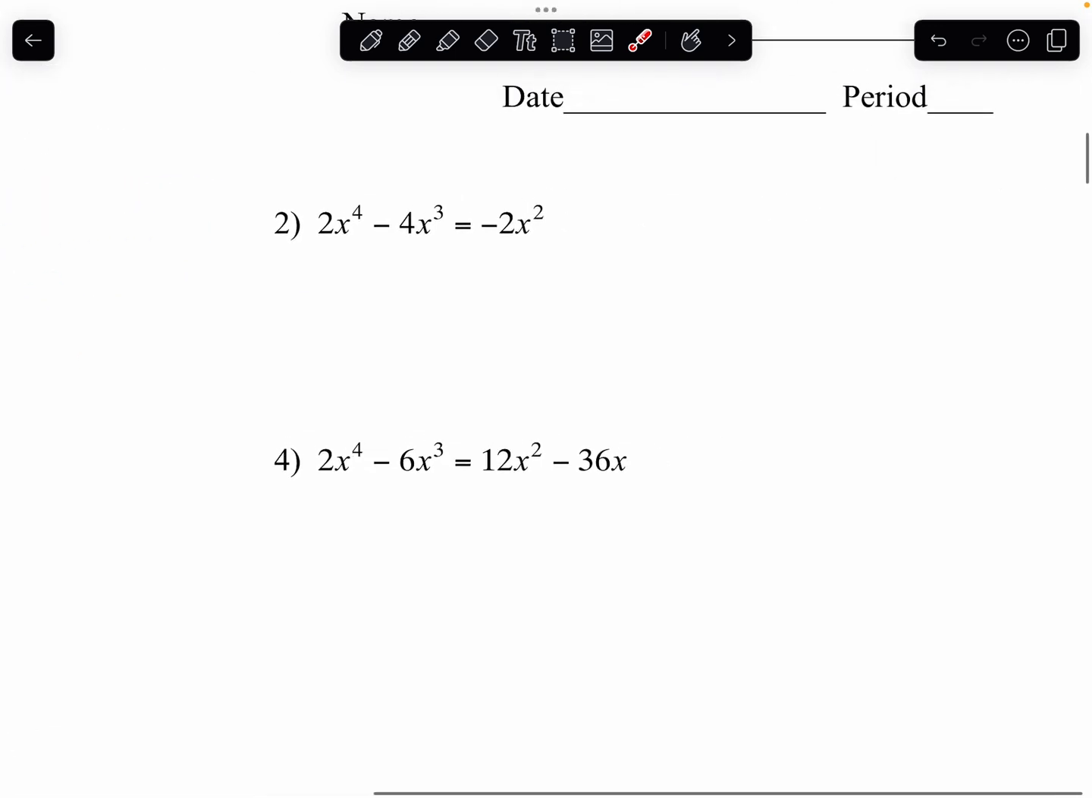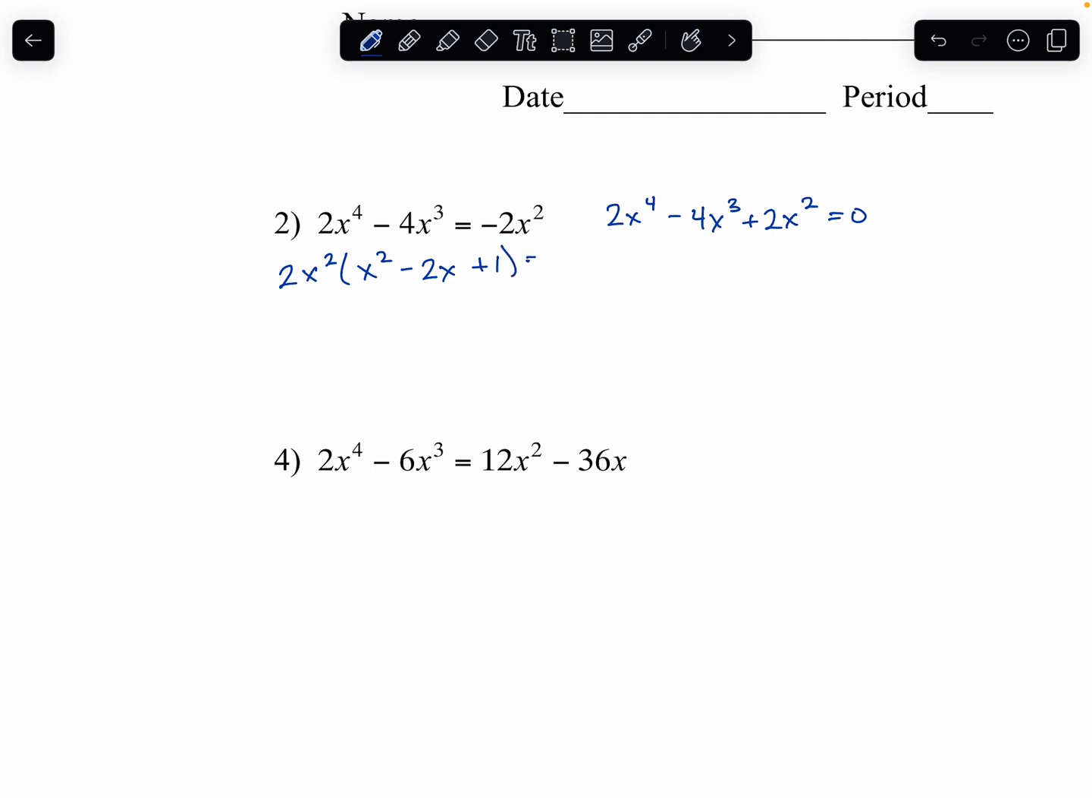Moving on to 2, I see that it's not equal to 0, so I'm going to move this over here. So this is 2x to the 4th minus 4x to the 3rd plus 2x squared equal to 0. I just moved this to the other side as a positive. Now it's equal to 0. Then I can factor, there's a greatest common factor of 2x squared. So I'm going to take out a 2x squared. I'll be left with x squared minus 2x plus 1, and that's going to be equal to 0.